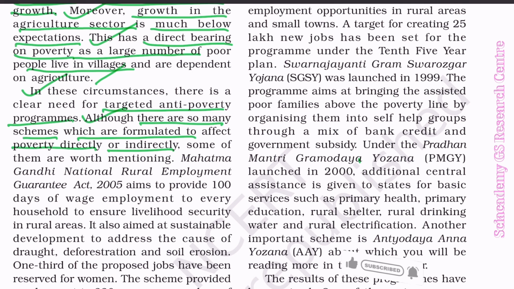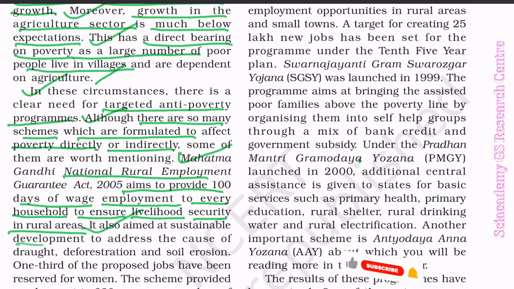mentioning. Mahatma Gandhi National Rural Employment Guarantee Act 2005, that is MGNREGA, aims to provide 100 days of wage employment to every household to ensure livelihood security in rural areas. It also aimed at sustainable development to address the cause of drought, deforestation, and soil erosion. One third of the proposed jobs have been reserved for women.